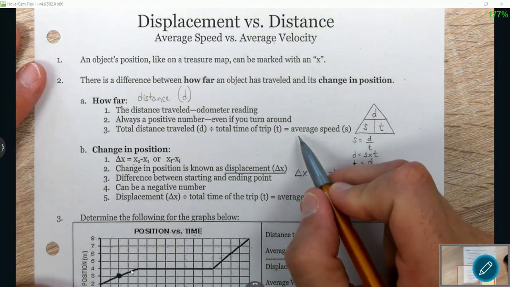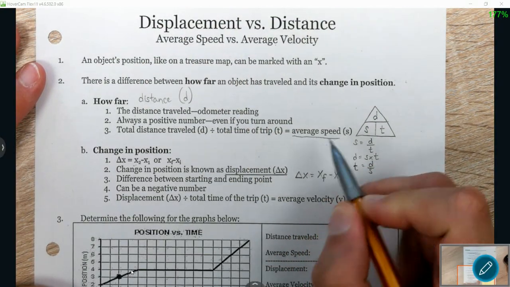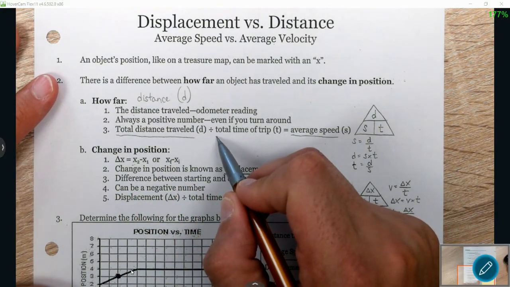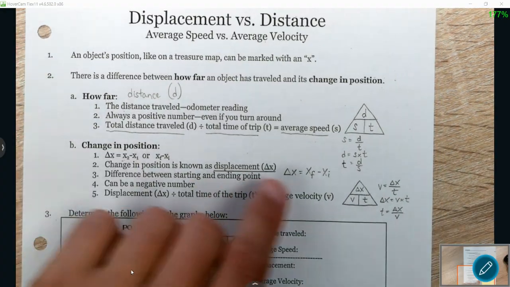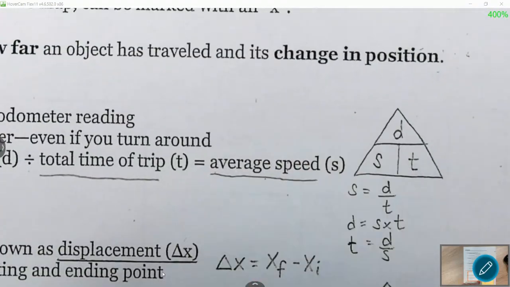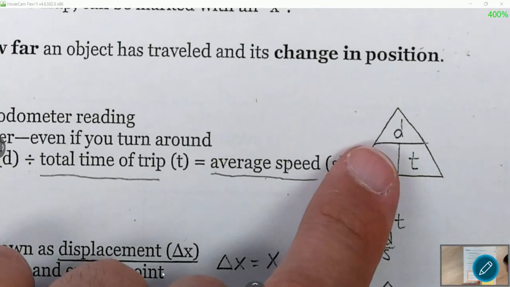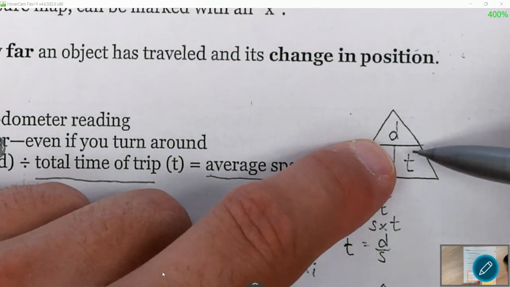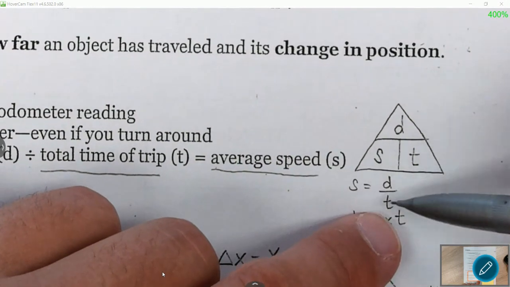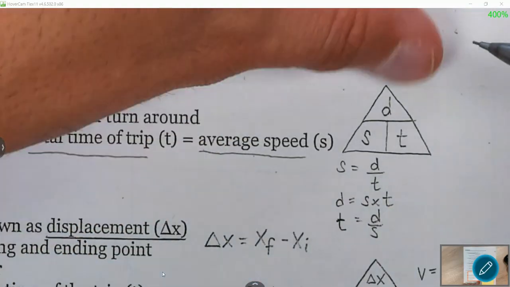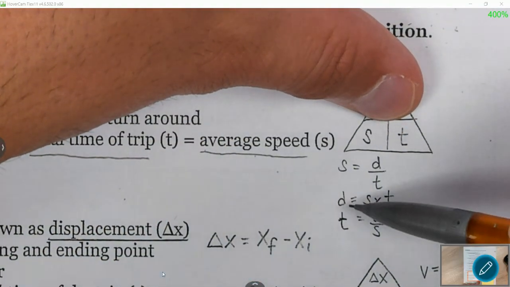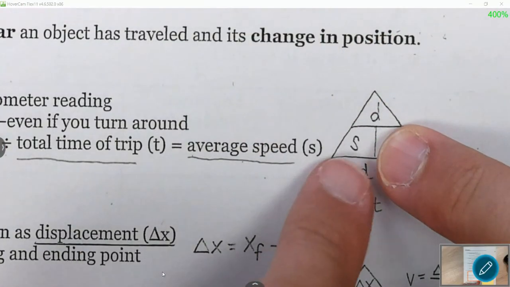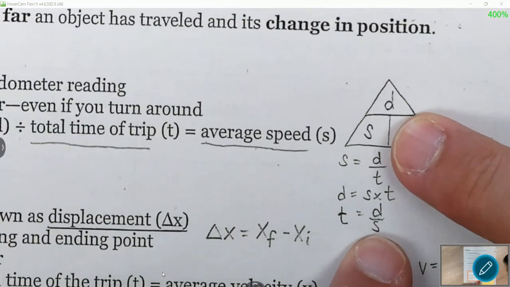To find average speed, think of the total trip. That's always the total distance traveled divided by the total time. I've added the magic triangle here, so if you're looking for just speed, cover up S. Whatever's left over is d over t, so d divided by t. That is how you use the triangle. If you're looking for distance, you cover up distance, and if they're next to each other, it's speed times time. And if you're looking for time, it is d over s, or d divided by s.